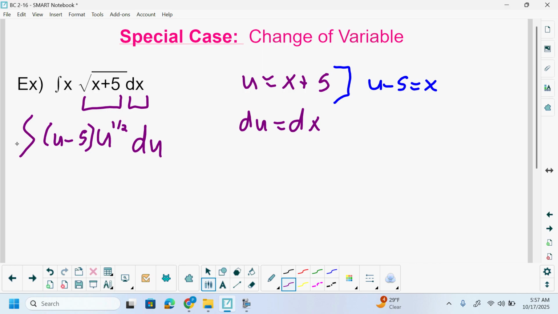So it took a second substitution when we did our u substitution, but it's still in terms of u. Your integral cannot be an integral of a mix of variables. It needs to be a single variable. From here, we're just going to distribute. So we're going to get u to the 3/2 minus 5u to the 1/2 du.